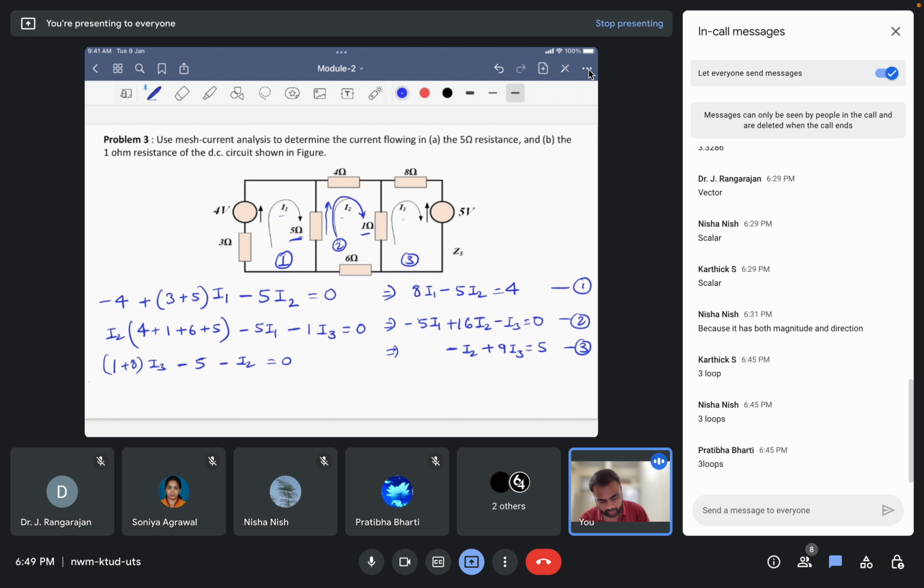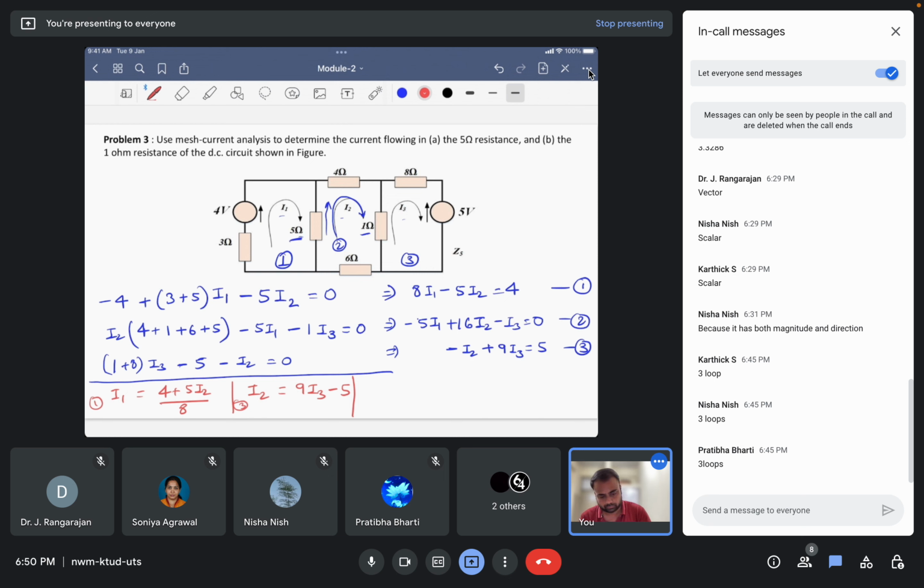Okay, no worries, I will try to solve this. So we can write I1 here, I1 is equal to (4 plus 5 I2) divided by 8. Okay, so let us substitute this value. Before that, let us also get the value for I2. So I2 is 9 I3 minus 5. Let us substitute these two values. So this I got from equation 1, this I got from equation 3. Let us substitute these values in equation number 2.